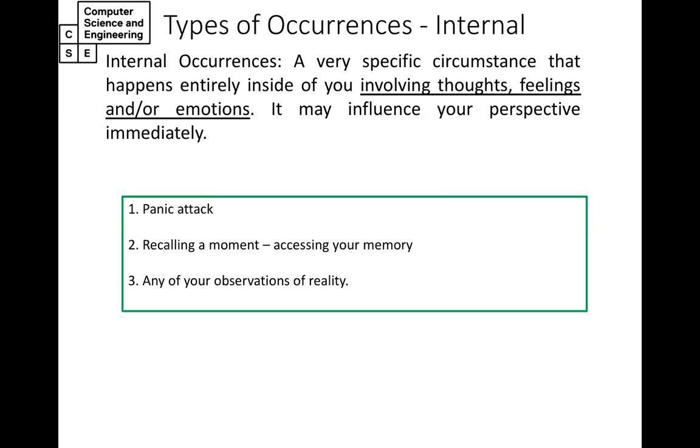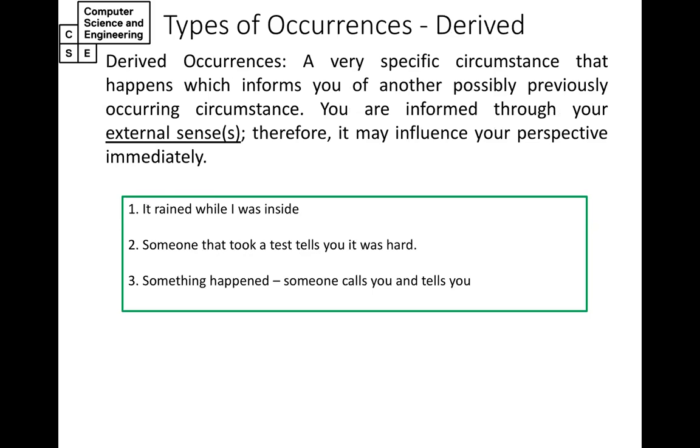This kind of relates to one of the homework problems, where it was said basically if you created something that had consciousness, would you be able to prove it? Then there are derived occurrences. Again, these are things that happen, but you're informed of them through your senses, but you didn't directly observe it.